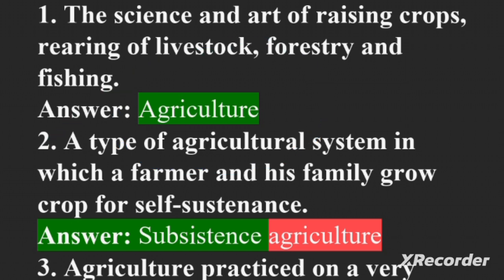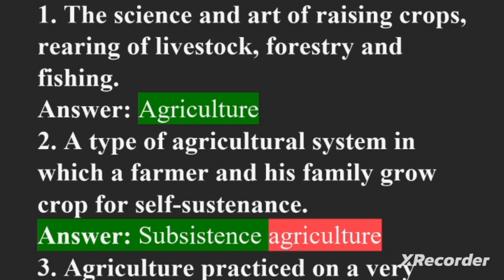A type of agricultural system in which a farmer and his family grow crops for self-sustenance is known as subsistence agriculture. Agriculture practiced on a very large scale for crop specialization is known as commercial agriculture. The commercial grazing of farm animals in temperate grasslands to obtain meat, wool, hides, skins and some dairy products is known as livestock ranching. People who migrate along with their animals from one place to another in search of fodder for their animals are known as nomads.